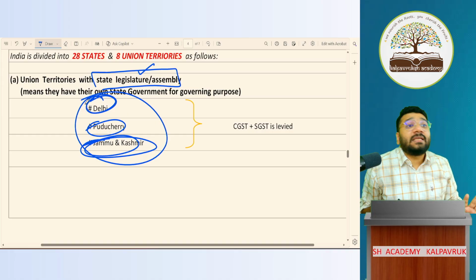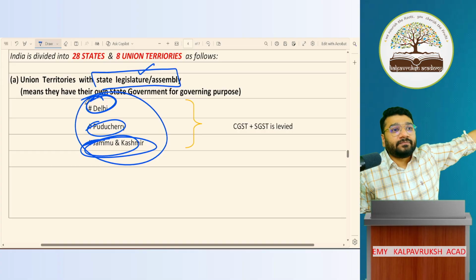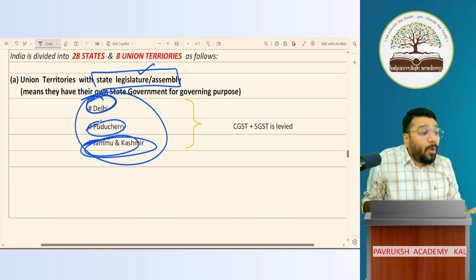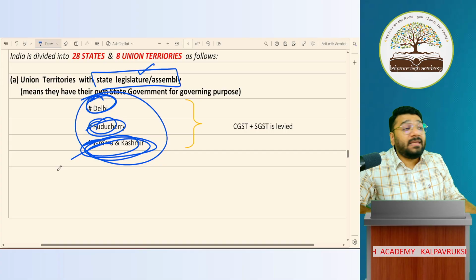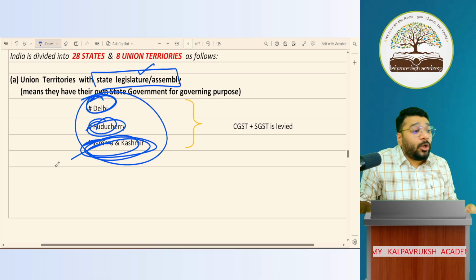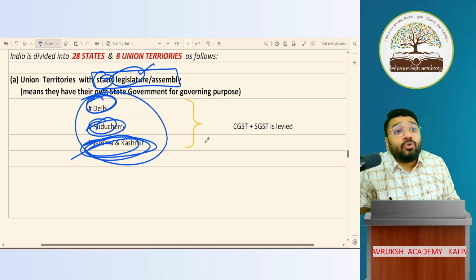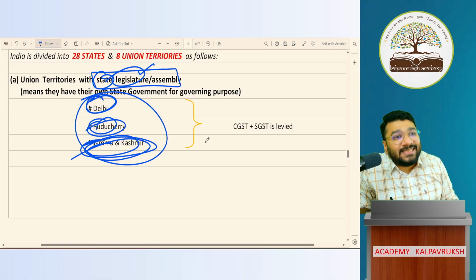Delhi has its own state legislative assembly. They have their own parliament where they discuss Delhi. Like that, Pondicherry and Jammu and Kashmir also have their own state legislative assembly. Got it? Not got it? So any union territory which has its own state legislature, we will not call it a UT as per GST. We will still call it a state.